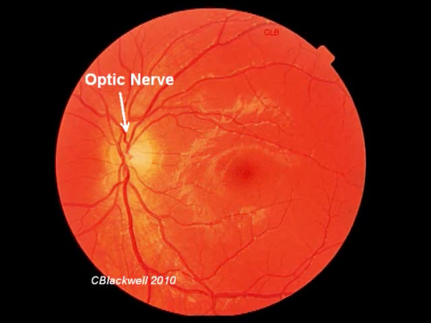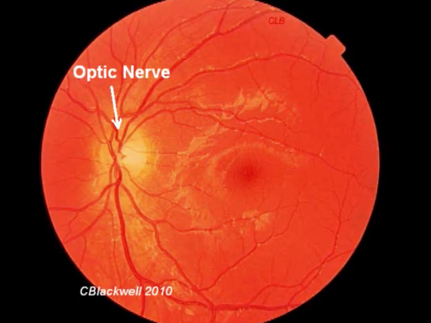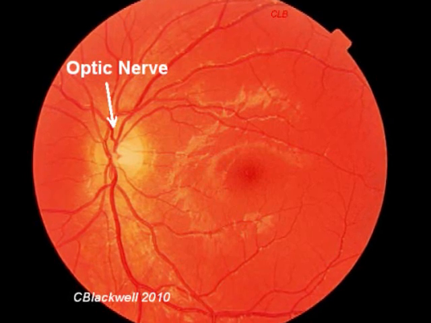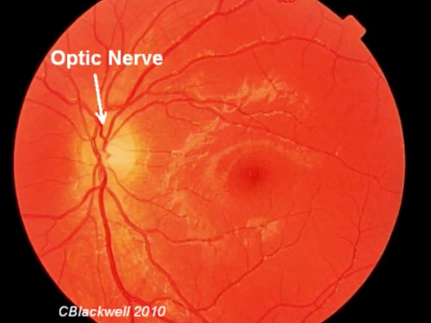Here is a view looking through the pupil into the eye. The round yellow disc is the head of the optic nerve as it enters the eye. You can see the veins and arteries as they branch out from the center of the nerve. The rest of the inside is lined by the retina.